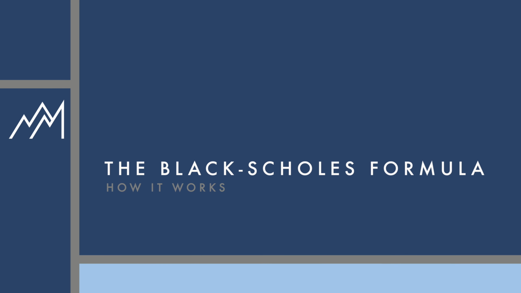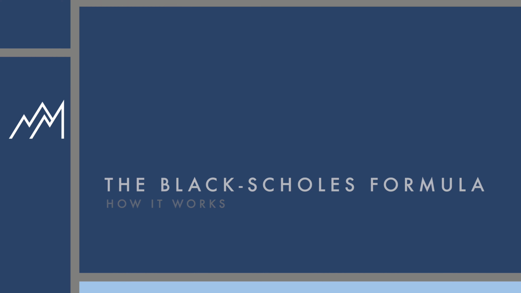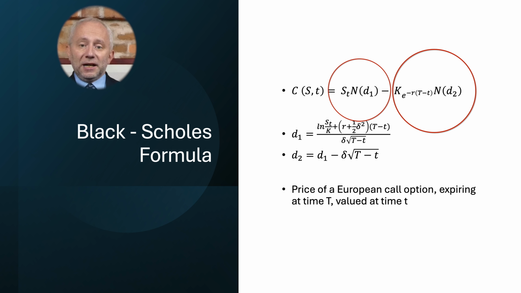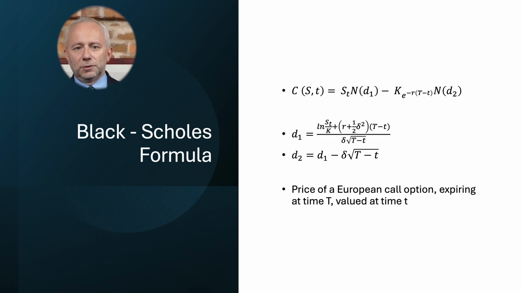Now, how it works. So, here is the formula again. There are two components. The first component is the present value of the underlying, and the second is the present value of the strike price. Both are adjusted by probability factors from the normal distribution. Just a reminder of the meaning of the symbols. S is the current price of the underlying, the spot price. K is the strike price. r is the risk-free interest rate. And capital T is the time to expiration in years. And sigma is the volatility of the underlying.